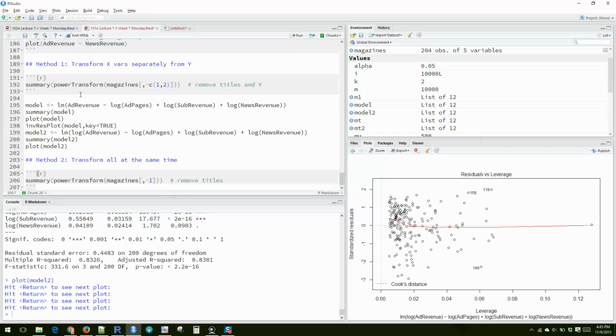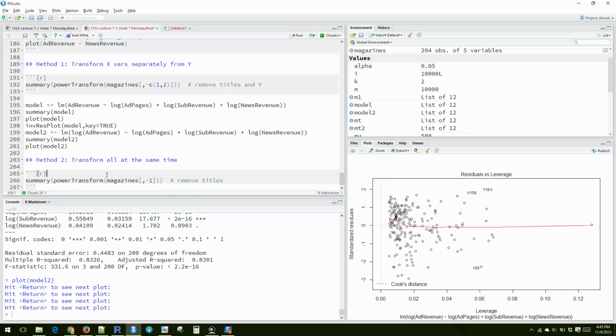So that's one way to do it, transforming the x variables separately from the y. The other option is to do them all at the same time. A lot of times you'll come to the same conclusion. Sometimes you come to different conclusions if you do the x first and then the y versus the x and y at the same time. Why is that?